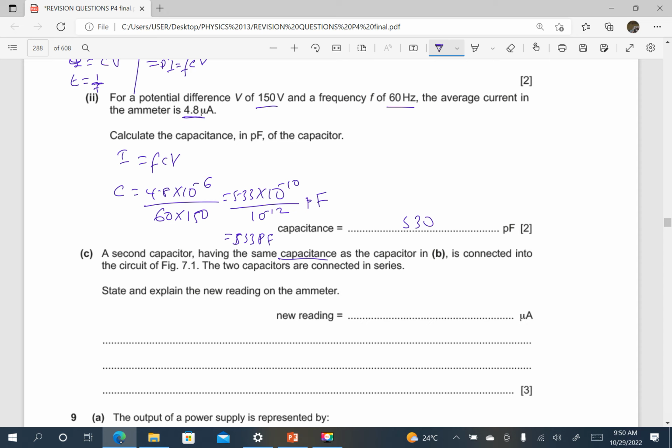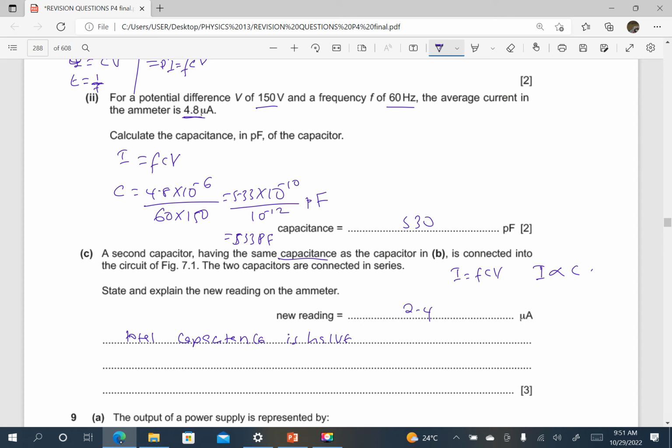When they are connected in series, we are seeing that from the equation I is equal to FCV, I is directly proportional to C. When they are connected in series, total capacitance reduces by a half. So since the capacitance halves, then the current also should halve. So this is going to be 2.4 microamperes. Reason: total capacitance is halved.